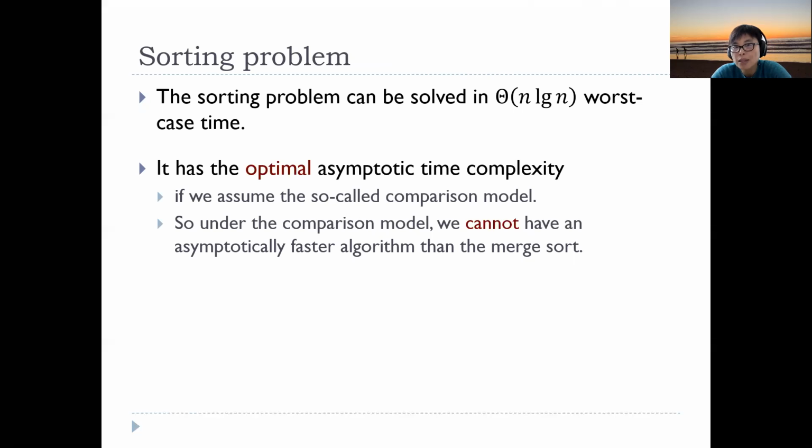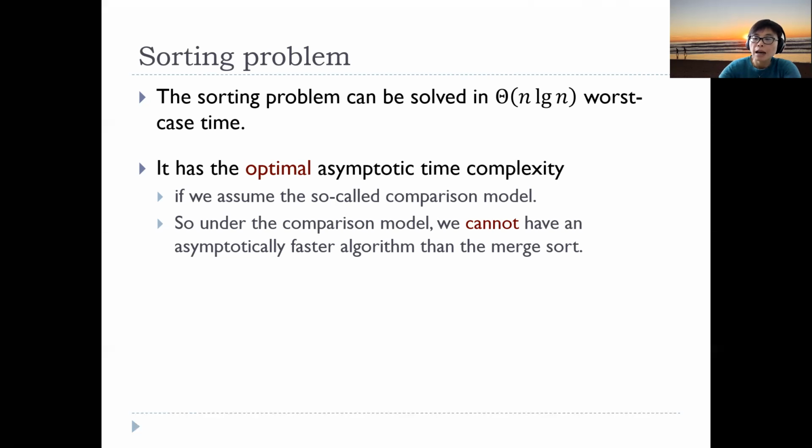Okay, and it turns out that this is optimal, if you assume the so-called comparison model, which means that your machine, in order to know who's bigger and who's smaller, the only way it can get information is to compare two numbers. So under this assumption, this algorithm has optimal time complexity, which means that you cannot find an asymptotically faster algorithm than MergeSort for sorting an arbitrary array of elements.